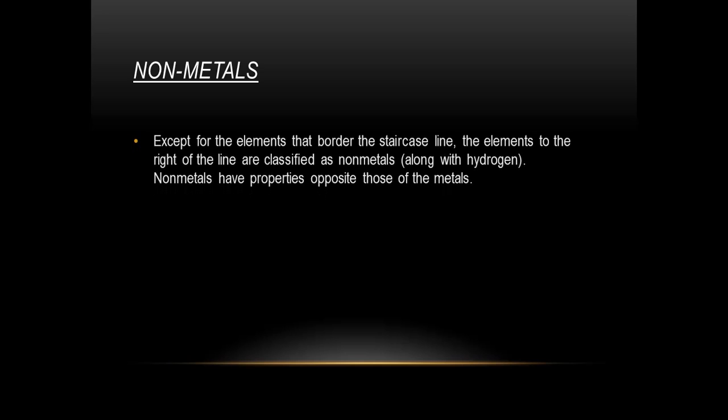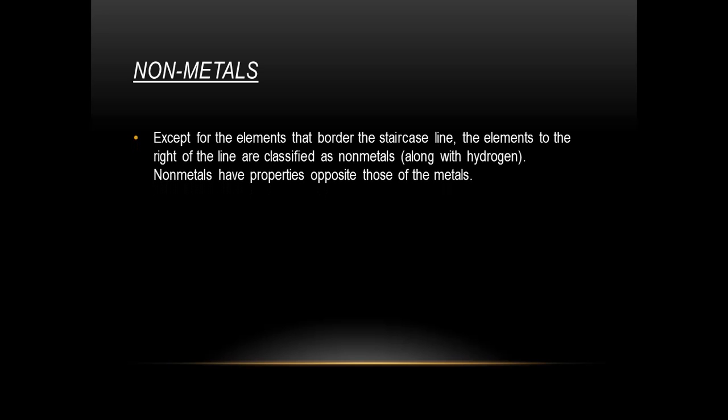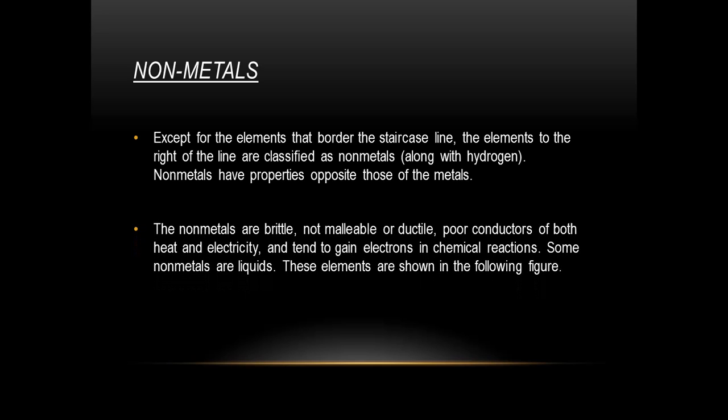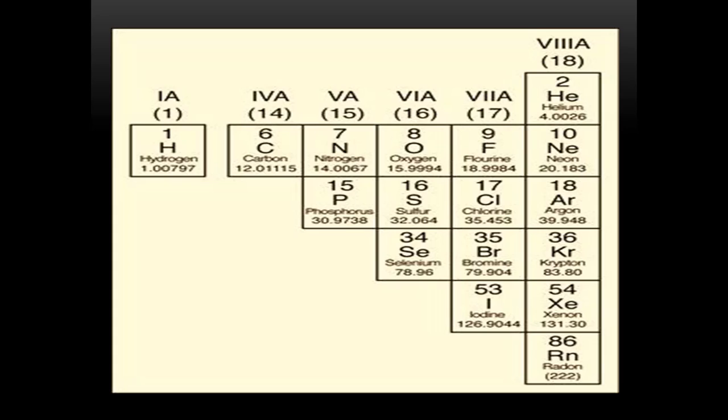And non-metals. Except for the elements that border the staircase line, the elements to the right of the line are classified as non-metals, along with hydrogen. Non-metals have properties opposite those of the metals. The non-metals are brittle, not malleable or ductile, poor conductors of both heat and electricity, and tend to gain electrons in chemical reactions. Some non-metals are liquids. These elements are shown in the following figure. Now, you can see the examples of non-metals.